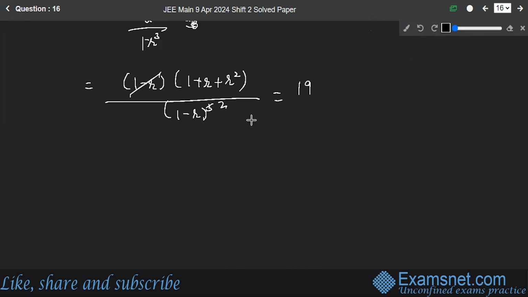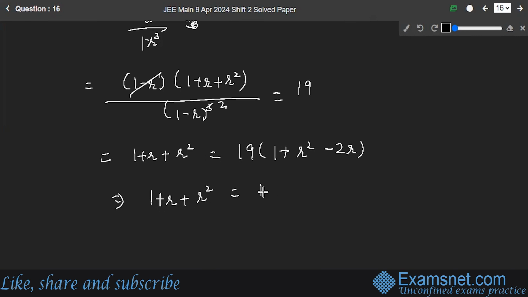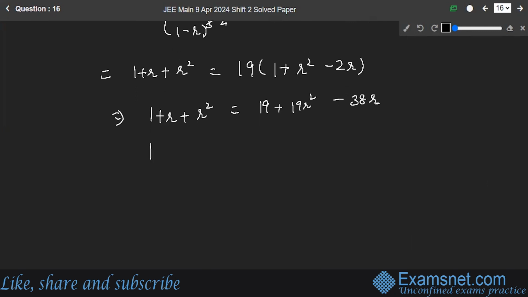So let's do the cross multiplication. You have 1 plus R plus R square, this is 19 times 1 plus R square minus 2R, or 1 plus R square, 19 plus 19R square, 38R. Or you will have here 18R square minus 39R plus 18 is equal to 0. So let's find the two numbers. The sum of the two numbers should be minus 39 and the product of the two numbers should be 18 square.